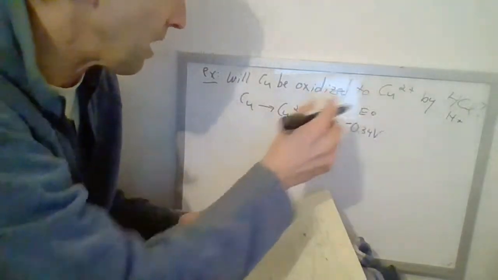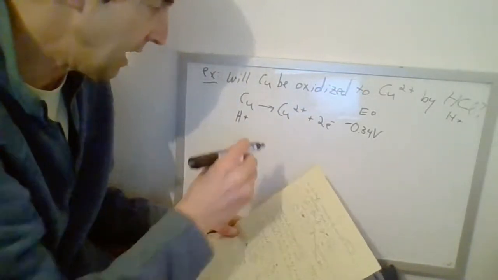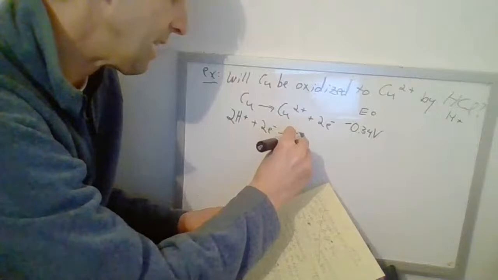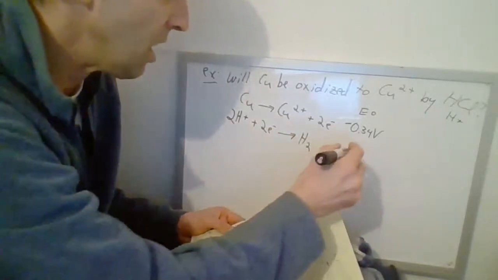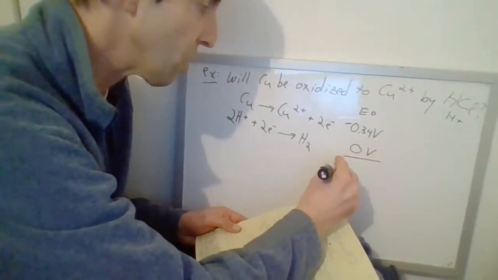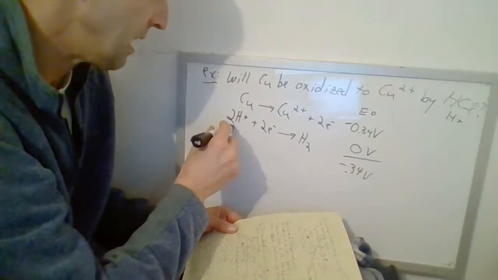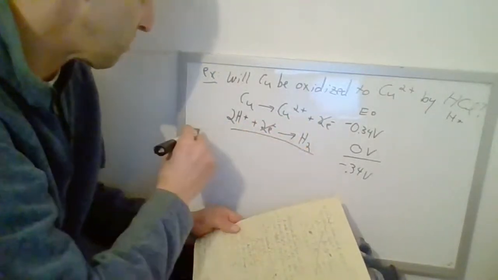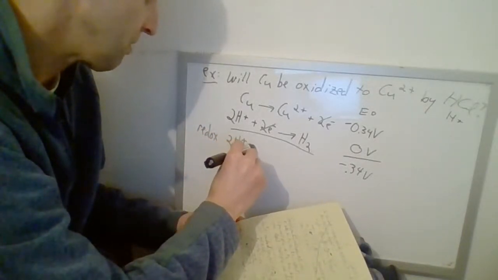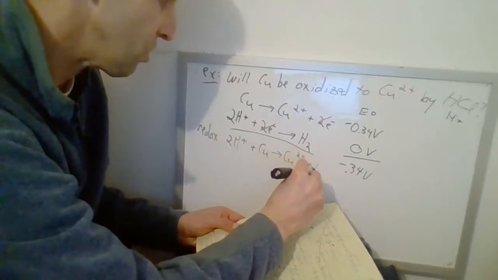And the other one is H plus. So check this out. H plus, and that's like this. If I got two of them and they add 2 electrons, I get H2 gas. And oddly enough, the voltage for that, because it's what the whole system is based on, is 0. So my total is negative 3.34 volts. And I can cross out some things here. And here's my redox, which would be 2H plus plus Cu forms Cu2 plus plus H2.